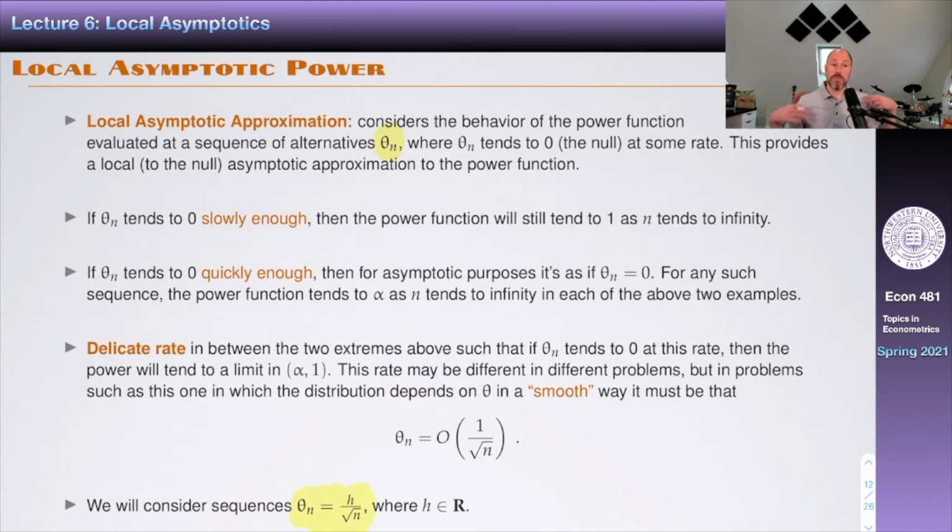Now we want to rephrase everything we did. Now we want to look at the power function, but instead of looking at the power function at a specific fixed value of theta, now I want to look at the behavior of the power function along this sequence of parameters, or sometimes called sequence of alternative hypotheses.